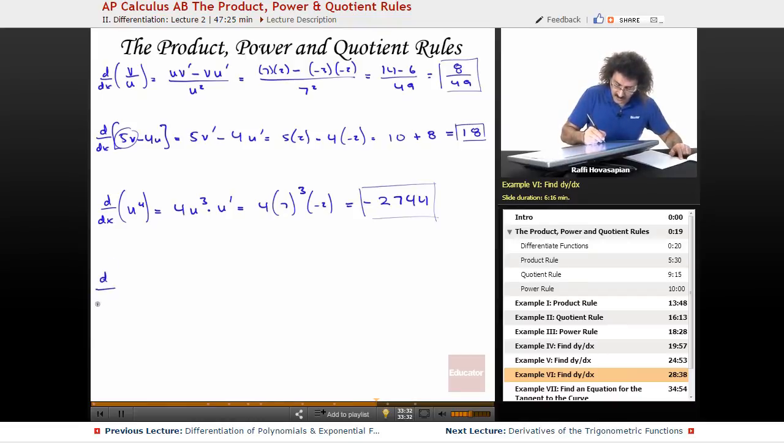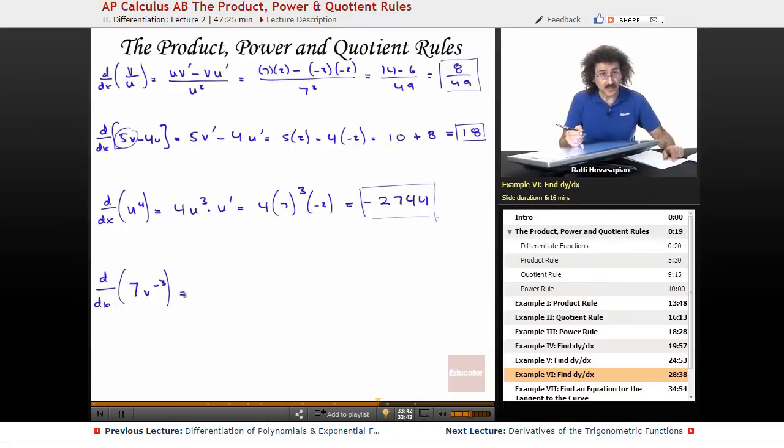And now we actually have our final one, d/dx of 7v to the minus 3. Well, v is a function of x, so this becomes 7 times negative 3 times v to the minus 4, negative 3 minus 1 is minus 4, times dv/dx, which is v prime. V is a function of x, so we have to multiply by v prime.